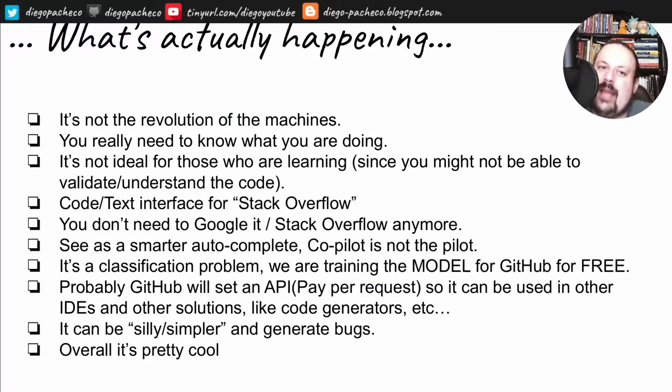All right. So let's understand what's actually going on. This is not the revolution of the machines at all. We don't need to be worried about our jobs. You really need to know what you are doing because, as the name says, it is a copilot, it's not a pilot. So it will not entirely write a gigantic program for you. I would say it's not ideal for those who are learning, since you're gonna get code and you don't necessarily know that code is correct, or you don't necessarily understand the concepts behind it, or you don't know how to validate. Of course, you could run it, it could compile, but it doesn't mean it's doing what it should be doing, right? So definitely you need a pilot there that can judge.